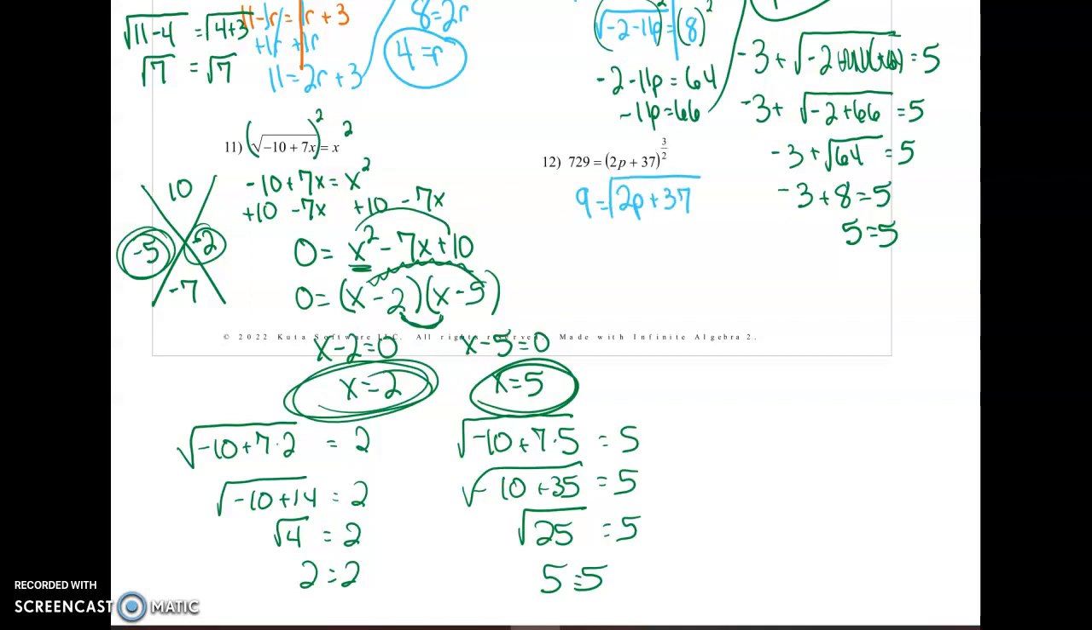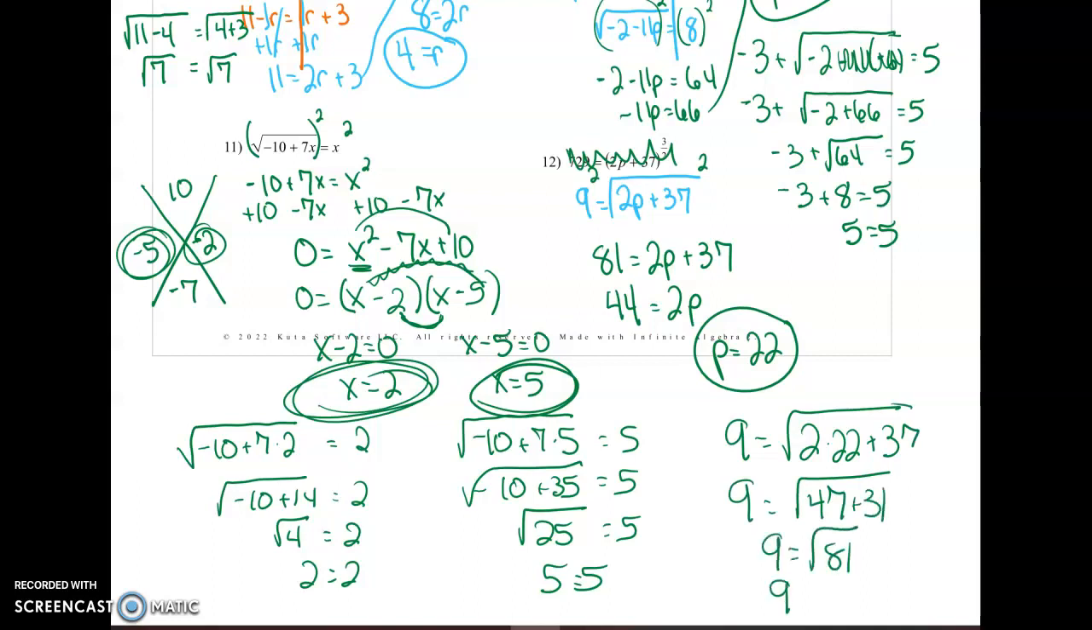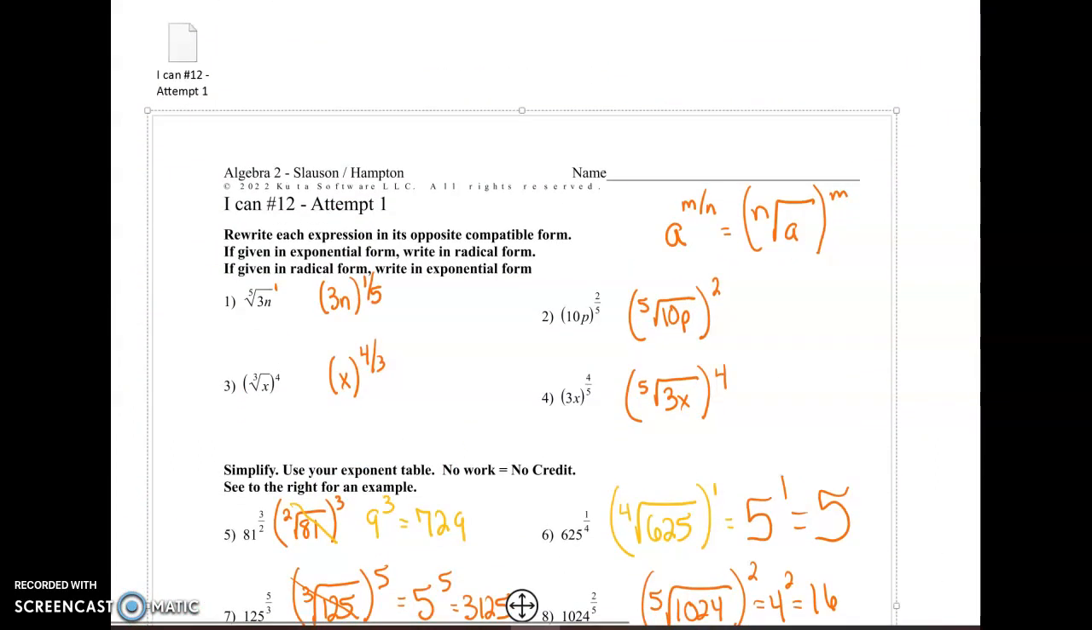And again, my goal is to get P alone. So the first thing I'm going to do is square both sides. And now to get P alone, I'm going to subtract my 37. That gives me 44. And once I divide by 2, I get 22. So let's see if that actually works. Again, we did not use this version of the problem. We used this. So let's do a quick check. So 9, then I get 47 plus 31, that's going to give me 81, and the square root of 81 is 9. So that one works as well. So on this one, we actually did not have any extraneous solutions. And that's it. That's your first attempt.